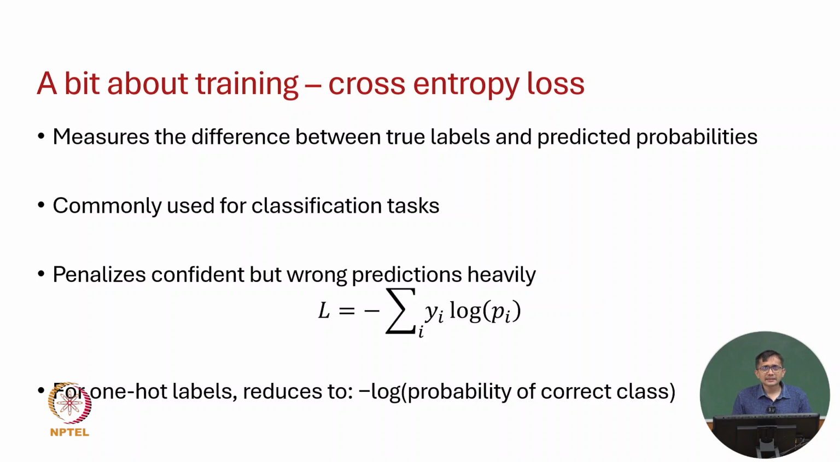In most of the cases, the loss that one would use in such tasks is cross entropy loss, which measures the difference between the true labels and the predicted probabilities. Here you can see the equation for the same, and for one hot labels that we use most of the time, this reduces to minus log of the probability of the correct class.